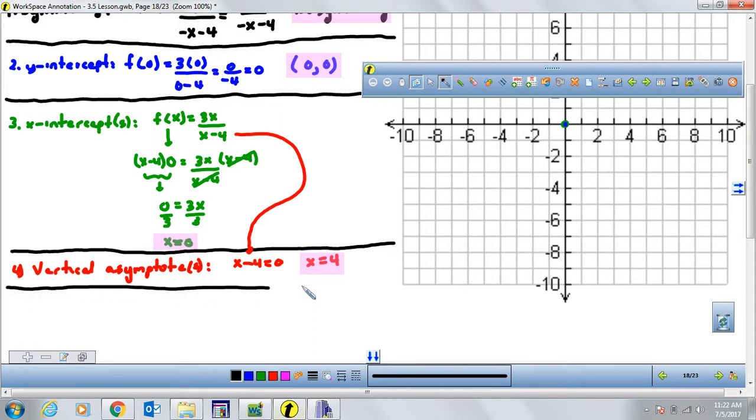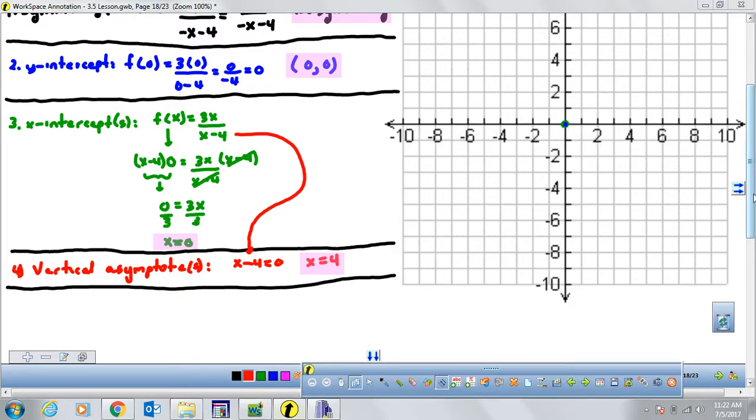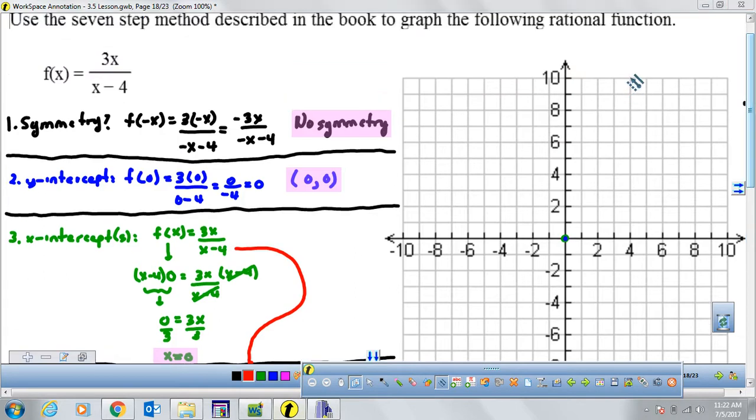So that means that the graph is going to slant vertically towards x equals 4, but it will never reach x equals 4. So let's go ahead and draw the vertical asymptote right here at x equals 4. Okay, that's where it's going to be.